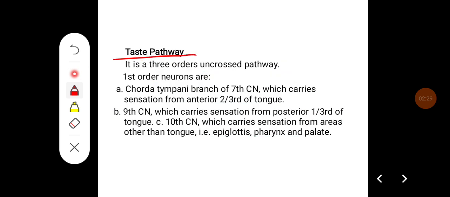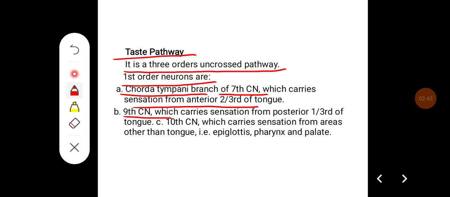Coming to the taste pathway, it is a three order uncrossed pathway. The first order neuron arises mainly from the chorda tympani, that is the branch of seventh cranial nerve which carries sensation from the anterior two-thirds of the tongue. And it is also carried by ninth cranial nerve which carries sensation from the posterior one-third of the tongue.